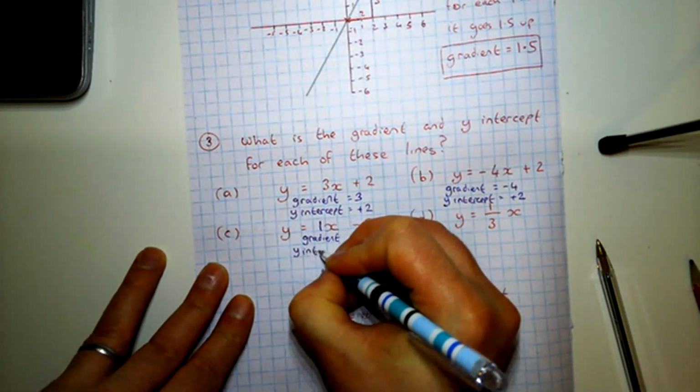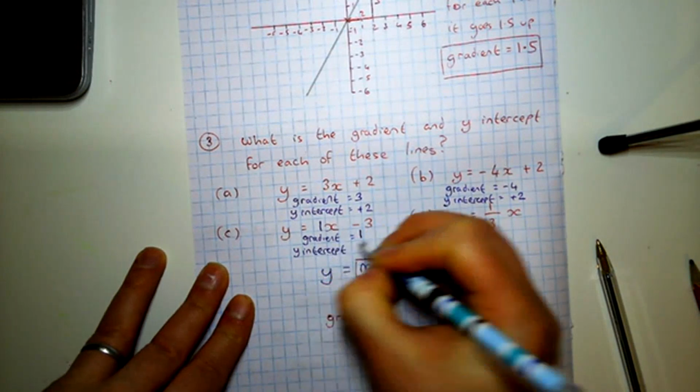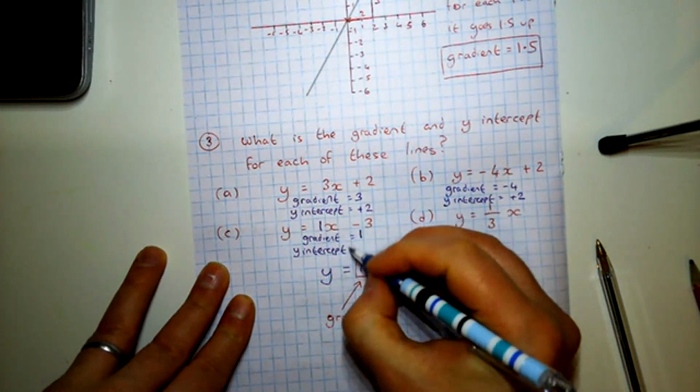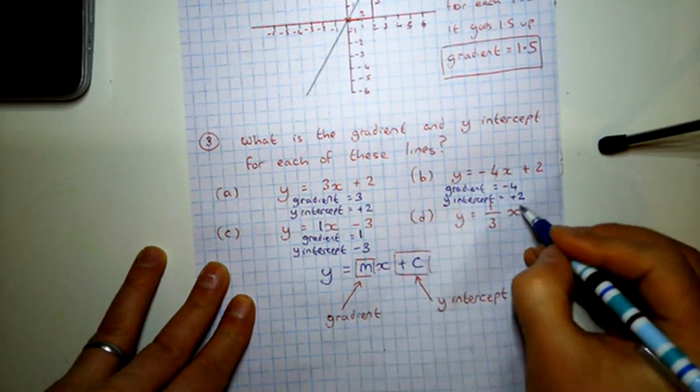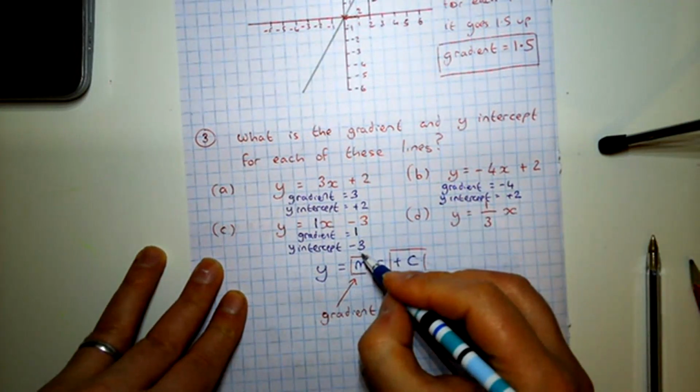My y-intercept is minus 3. So the sign is important. It was plus 2. It was plus 2. It's minus 3.